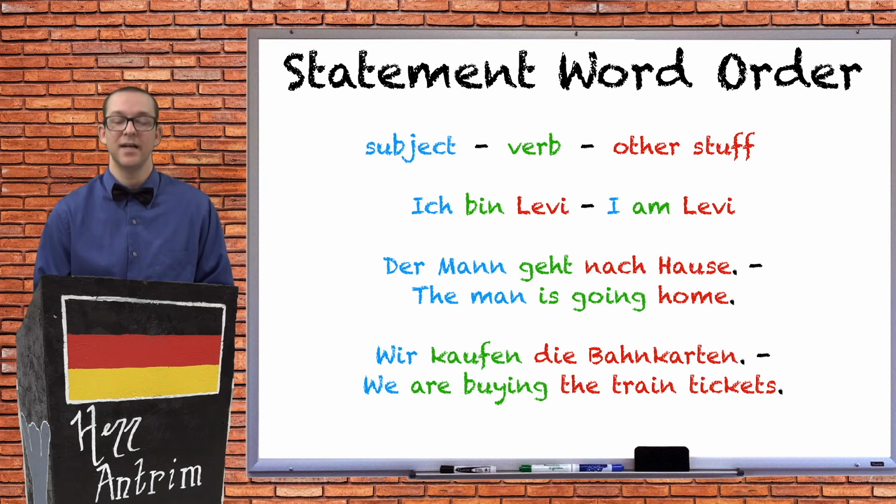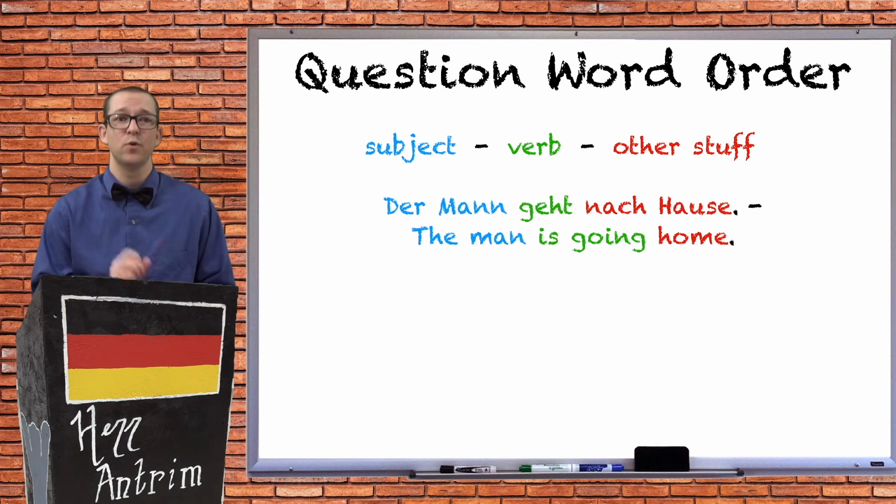Wir kaufen die Bahnkarten. We are buying the train tickets. Wir are your subject, kaufen is the verb, and die Bahnkarten are the other stuff. In order to make a simple question out of a statement, we simply move the verb to the other side of the subject. In other words, verb first, then subject, and then your other stuff still at the end.